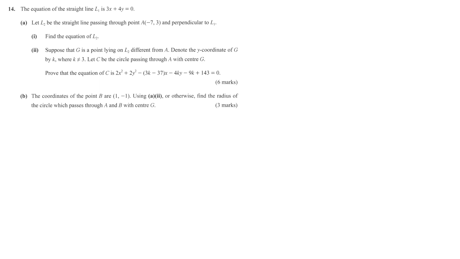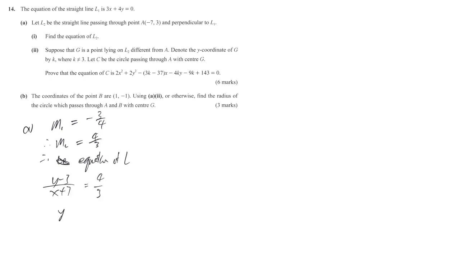Okay, so very quickly, m1 is equal to -3 over 4. So our target slope is 4 over 3. That's why the equation of L is (y minus 3) over (x plus 7) equal to 4 over 3. You get this one.